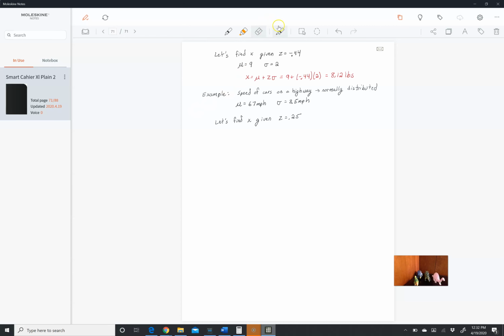So again, this is a plug and chug. It's just with different data. That's all. We need to be given the mean and the standard deviation. You can't do this without that, because the mean and the standard deviation is what makes this individualized to a certain data set. So x is equal to mu plus z times sigma. So mu is 67 plus 0.25 times 3.5.